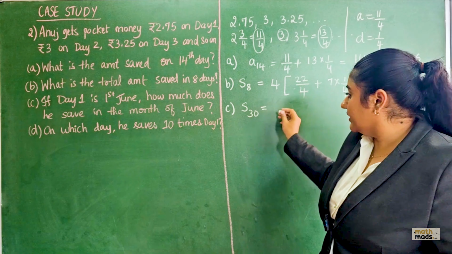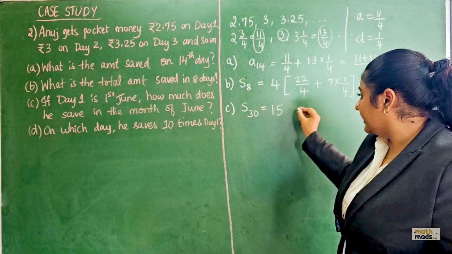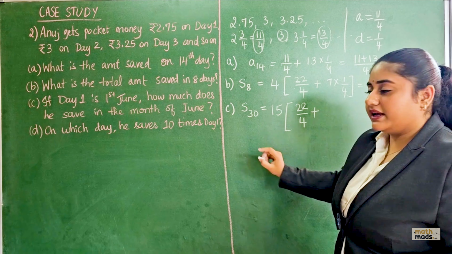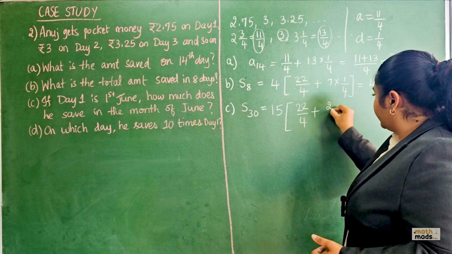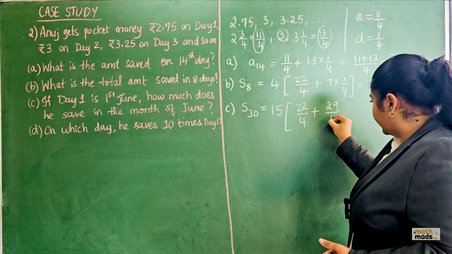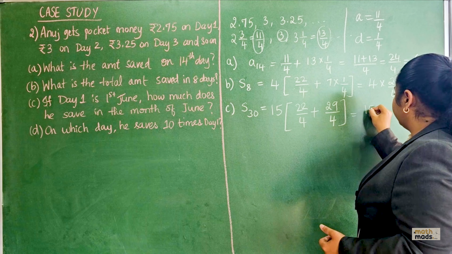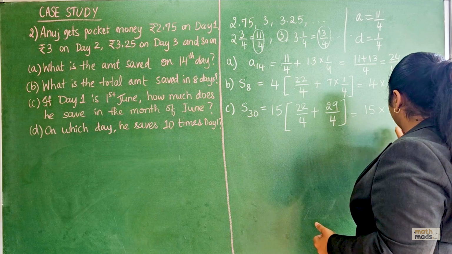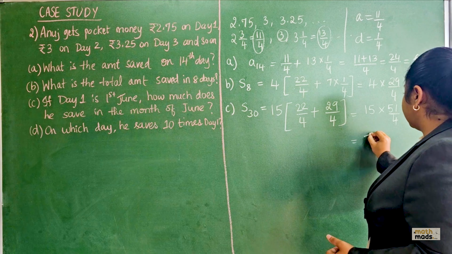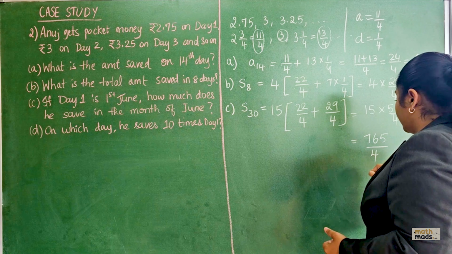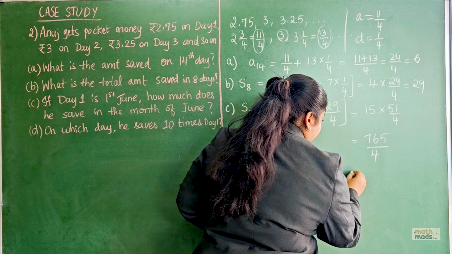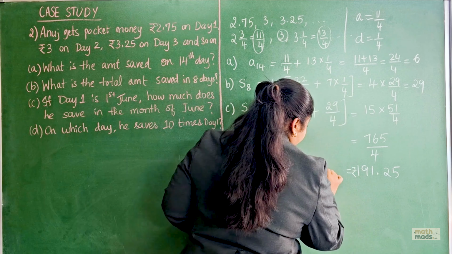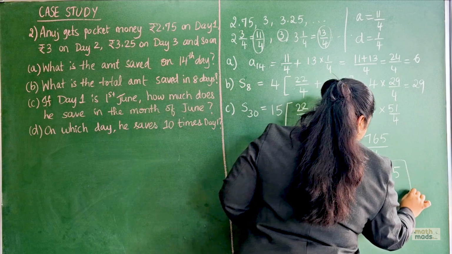Again, n/2 is nothing but 30/2, which is 15, into 2a. Again, 2a is 22/4 plus (n minus 1), that is 30 minus 1, that is 29, into 1/4. So 29/4. So this will be equal to 15 into (29 plus 22), which is 51/4. So 15 into 51 will give me 765/4. To write it in decimal form, just divide. I am going to get 191.25 rupees. So in the month of June, he has saved 191.25 rupees.